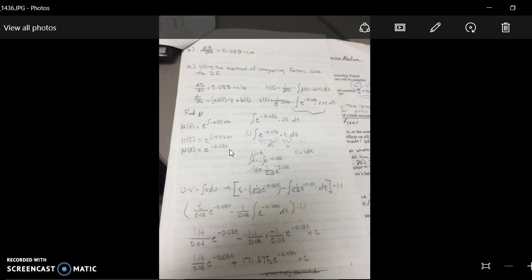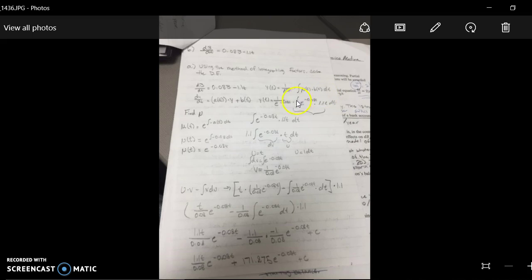Now that we have our mu of t, we want to set it up in the rest of the integrating factor solution, which is y of t equals 1 over mu of t times the integral of mu of t times b of t dt. Whew, that was a mouthful. Let's try saying that 10 times fast.